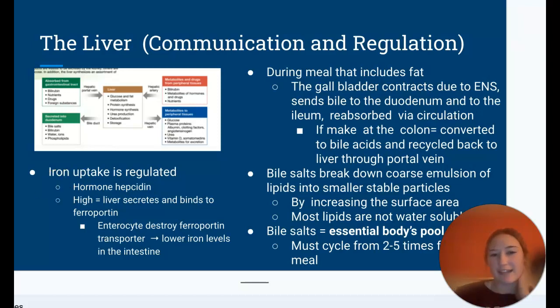So that's the last kind of slide on the liver. And so as we've seen, there are endocrine and exocrine functions for both of these organs, and those are just two different ways that digestion of food can be regulated by these two organs.